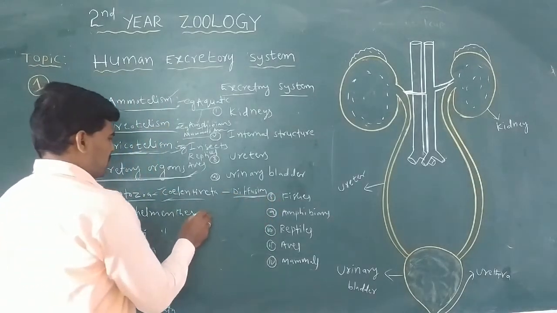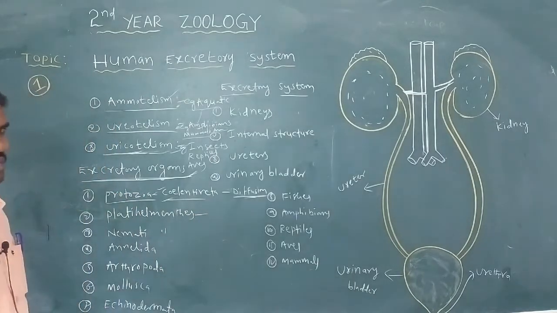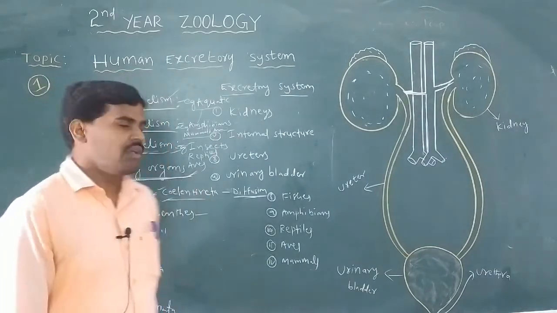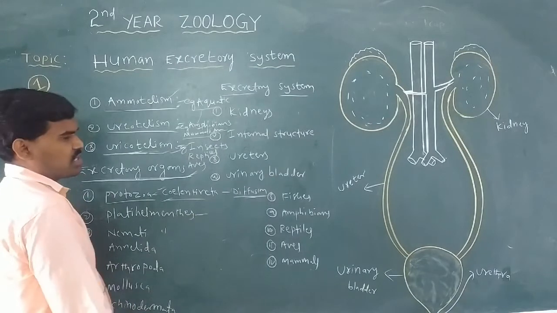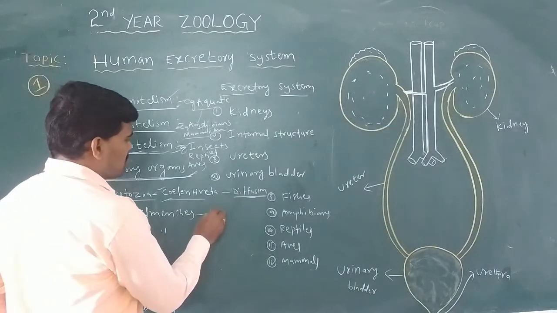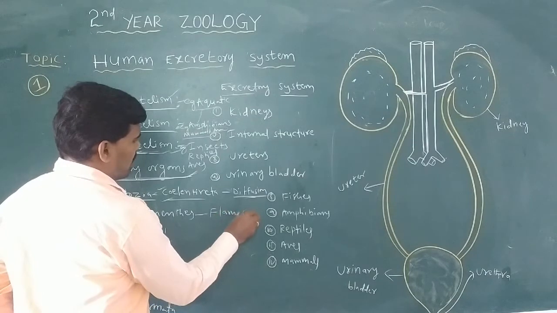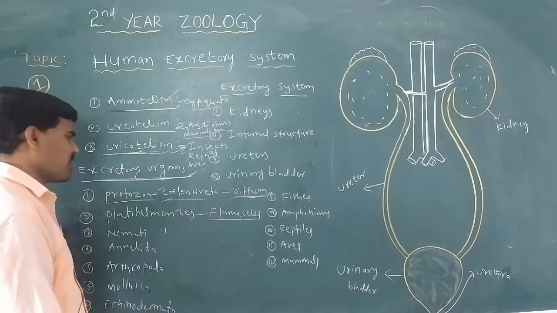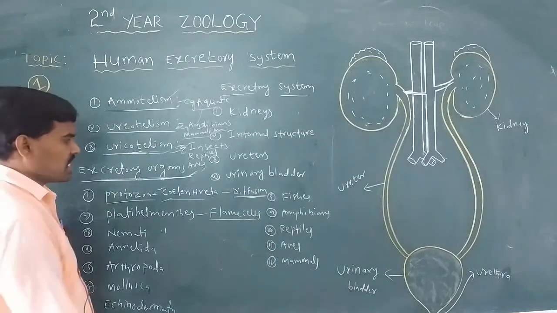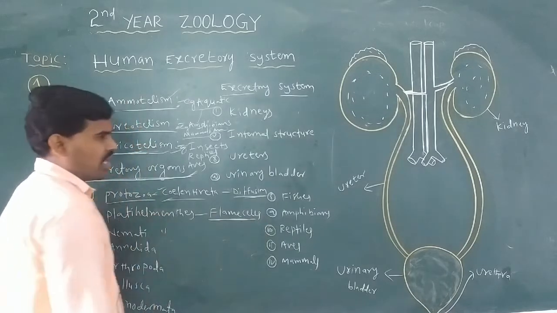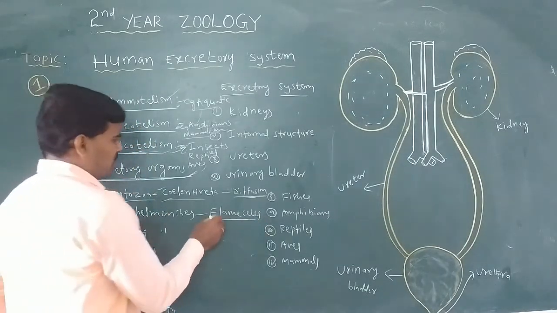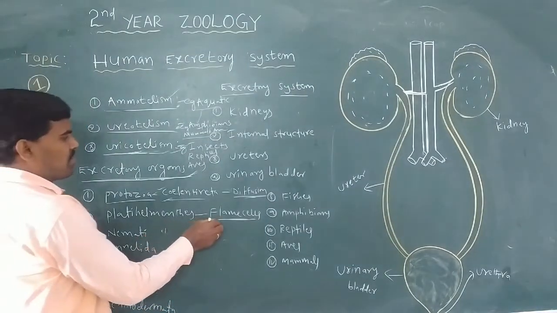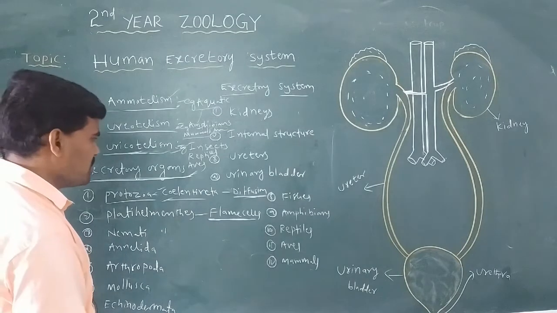Next, Platyhelminthes. In the Platyhelminthes, excretory organs first originate. Excretory organs first originate from the Platyhelminthes phylum. Which type of excretory organs? Flame cells. The flame cells, like a flame, a light, with movements. In the Platyhelminthes phylum of animals, excretory organs first originate.